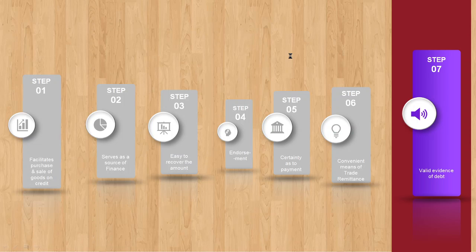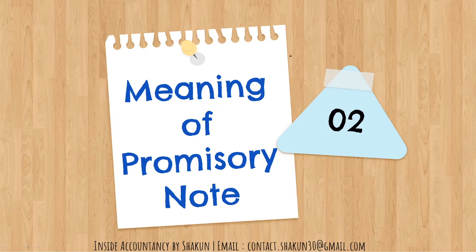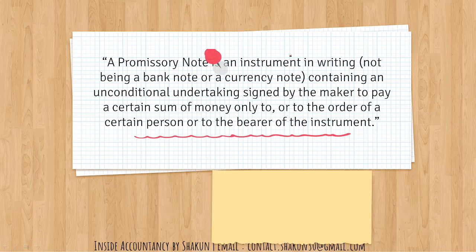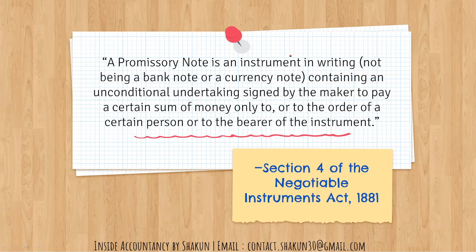Now let us talk about the meaning of a promissory note. A promissory note is an instrument in writing, not being a banknote or a currency note, containing an unconditional undertaking signed by the maker to pay a certain sum of money only to, or to the order of, a certain person or to the bearer of the instrument.